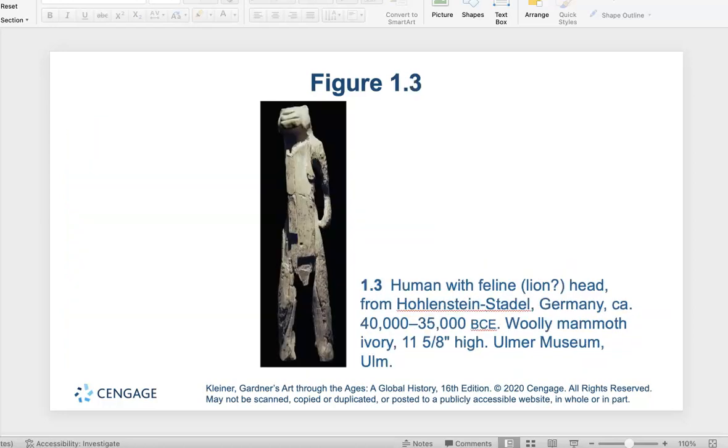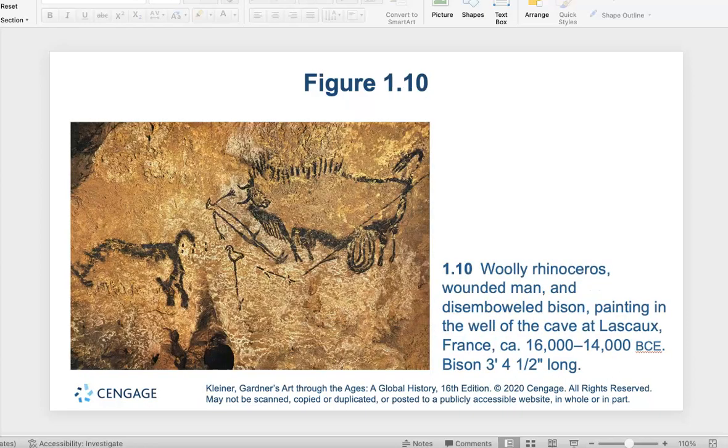of the human with the feline head. This man in the woolly rhinoceros, wounded man, and disemboweled bison painting, the man with the bird head might be a shaman, a priest, a magician, something like that.